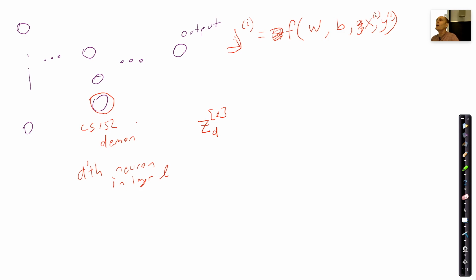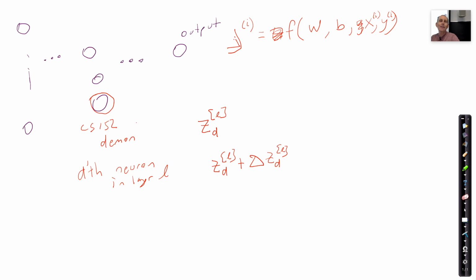So this is our output right now. And the demon says, what if I just increase it a little bit? Okay? So instead of Z sub D at L, I'm going to go Z sub D at L plus delta Z D at L. Okay? Just move it a small amount. How does that affect the cost?